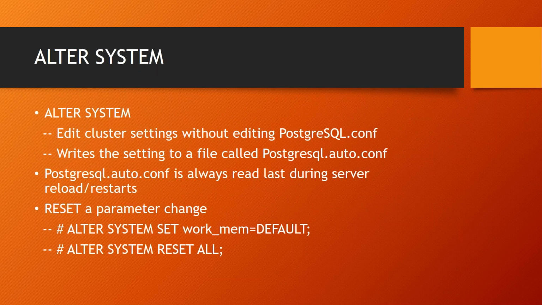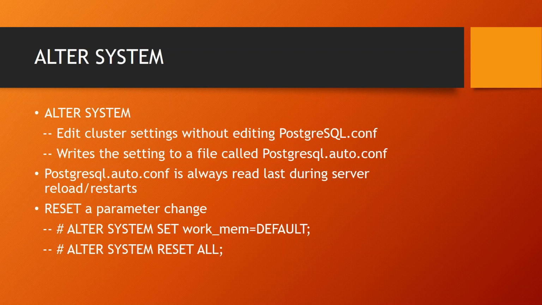ALTER SYSTEM. The ALTER SYSTEM command is an easy way to change the parameter setting. It is only available to the system DBAs, meaning the superuser of your database cluster. What it does internally is write the changed parameter inside postgresql.auto.conf. So when I say ALTER SYSTEM SET work_mem = 20480 KB, that particular value is written inside postgresql.auto.conf. This file is also inside the data directory of your cluster.